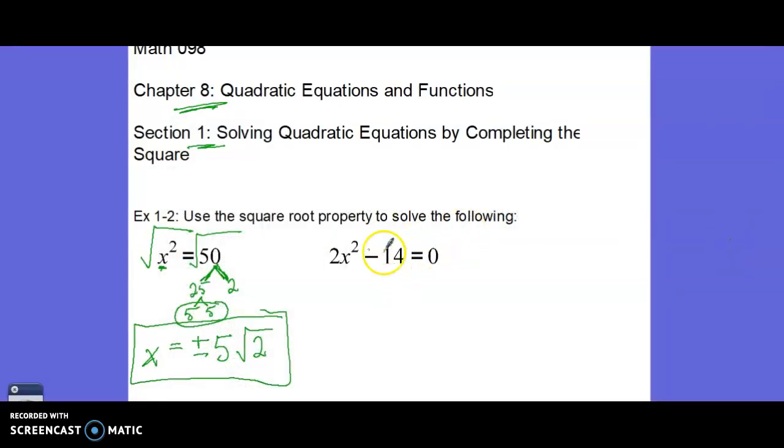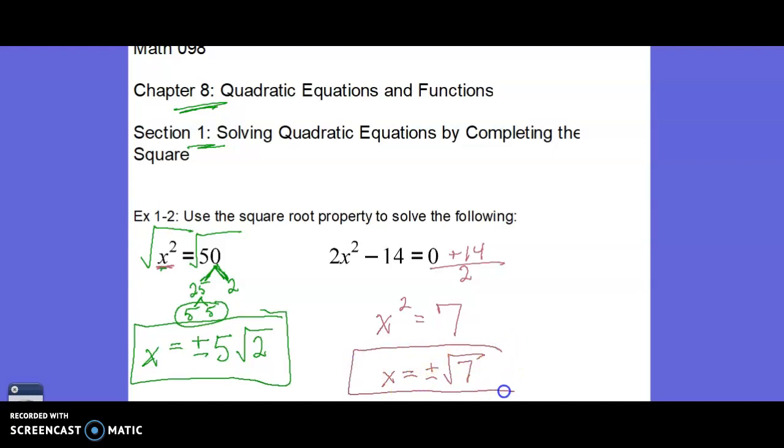So what's different about this second example here, let's change colors, is you need the x squared by itself first. You see how that was already by itself here. So what you would have to do is add 14 over, and then divide by 2 to cancel those terms out. So you're left with x squared is equal to 7. And then from there, square root. And don't forget to write plus or minus. We have a positive or a negative square root of 7. That's what I'm looking for.